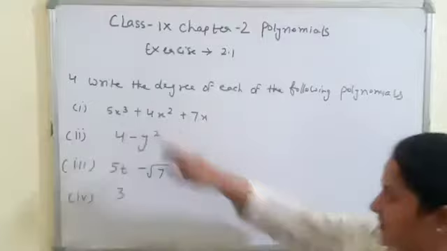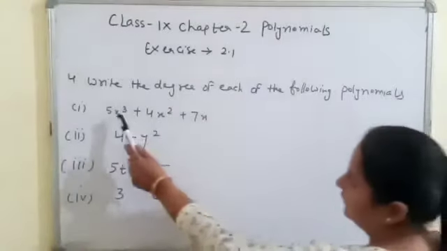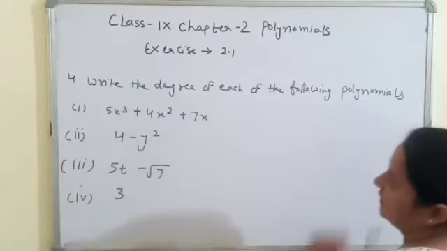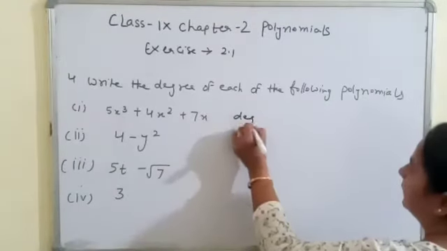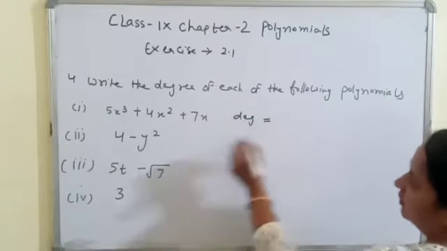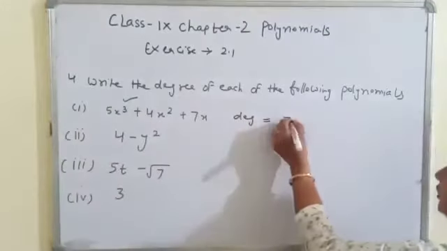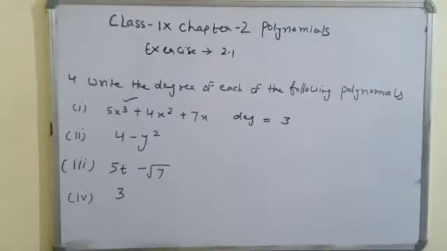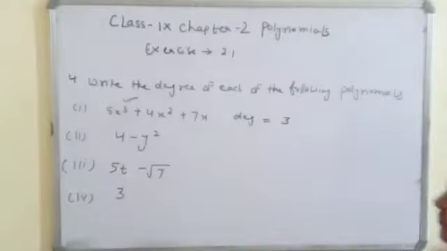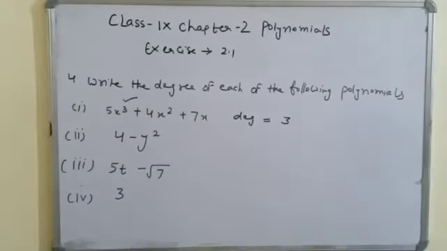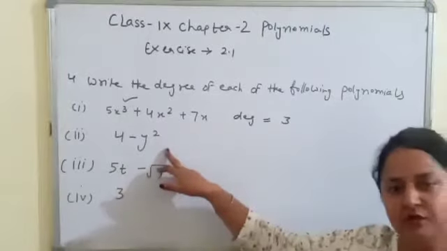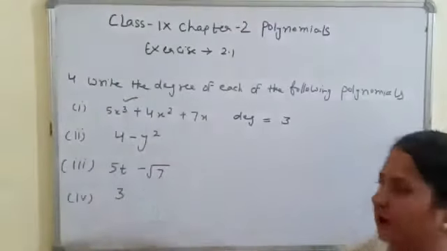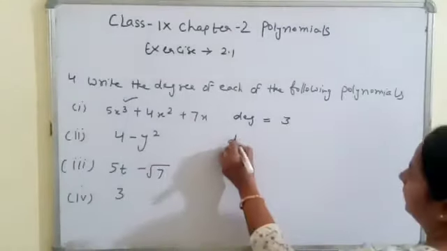Now let's see the first example. First one is 5x^3 + 4x^2 + 7x. Now what is the highest exponent here? That is 3. So the degree of the first polynomial is 3. Similarly in the second, what is the highest power here? There is only one term, and the degree for the second polynomial is 2.